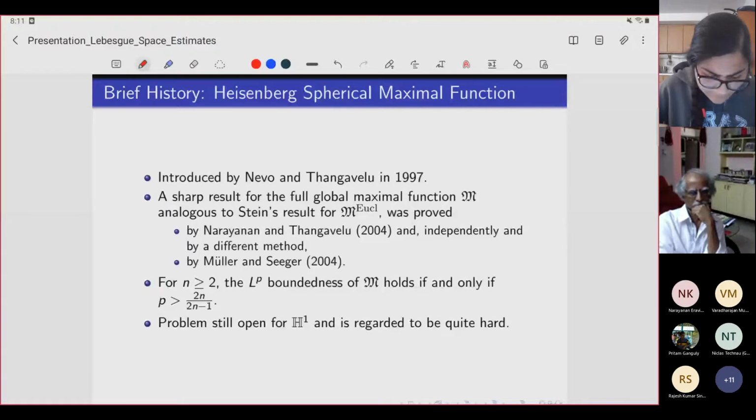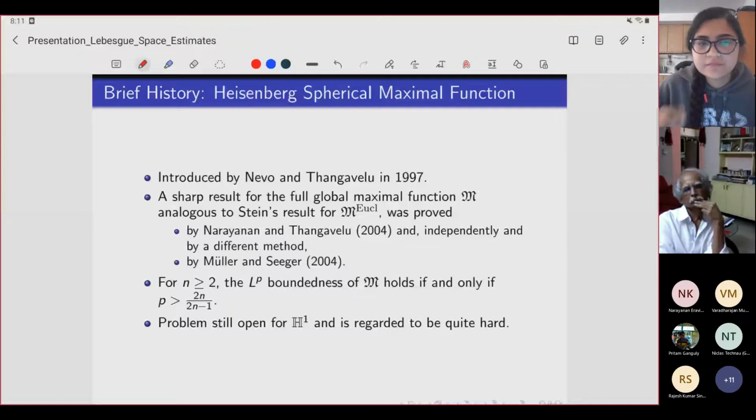And here, let me make two remarks. The first is that in all the results that you will see here, I'll have this condition n greater than or equal to 2. For n equal to 1, for the Heisenberg group H^1, this problem is still open. Even the L^p bounds for the global maximal operator is still open, and it's regarded to be quite hard in general, although more recently there were some partial results in special cases.